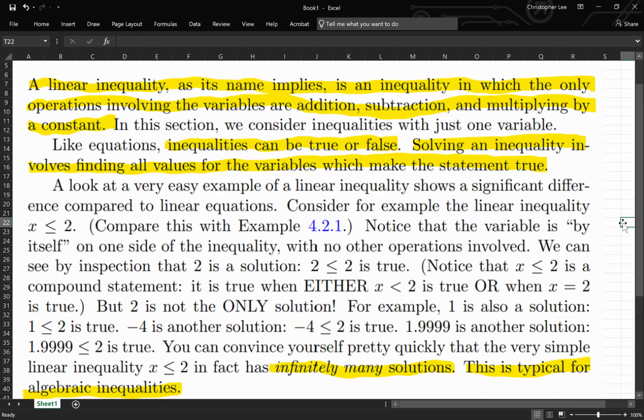But 2 is not the only solution. For example, 1 is also a solution, right? 1 is less than or equal to 2. That's true. -4 is another solution. -4 is less than or equal to 2, which is also true. 1.99999999 is another solution, because 1.999999 is less than or equal to 2 is true. You can convince yourself pretty quickly that the very simple linear inequality x less than or equal to 2, in fact, has infinitely many solutions. This is a typical algebraic inequality.